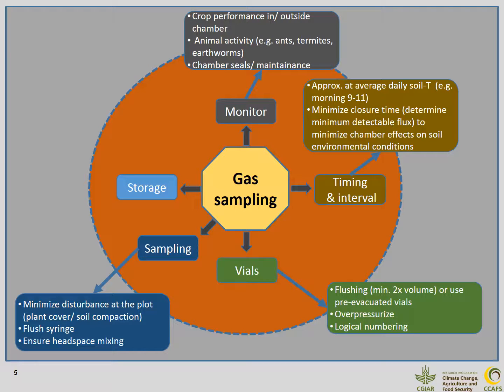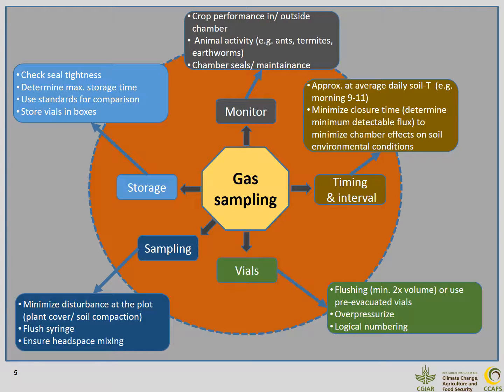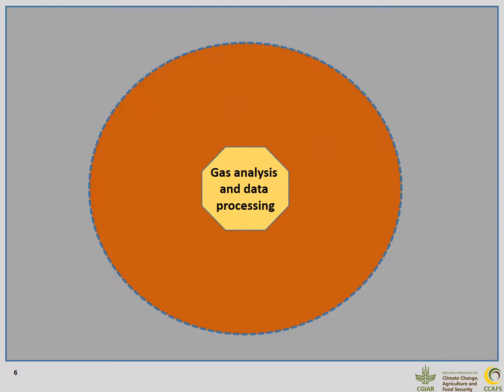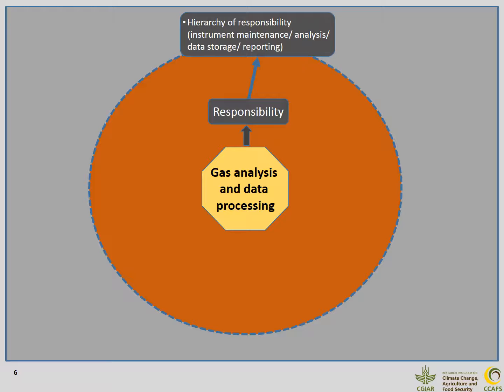While sampling, we should always think about not disturbing the plot too much and be sure that we have a good headspace mixing of our chamber. And then finally, we should think about storage. Which means we should at first prove that our seals are gas tight, use standards for comparison, and store vials in boxes. Once our gas samples are coming into the laboratory, we should be very clear about responsibilities. So, who is handling my sample? How does he do the reporting?